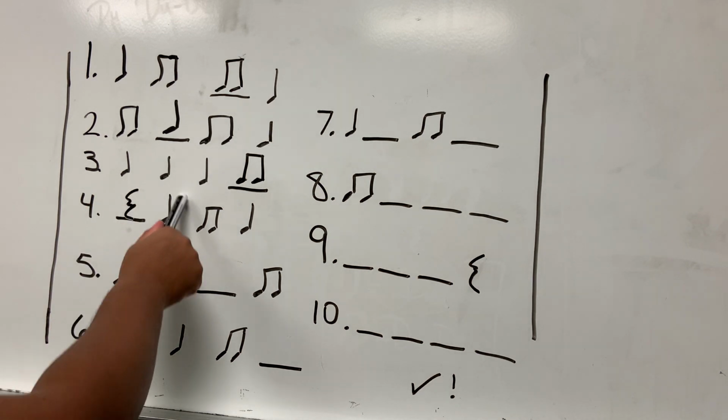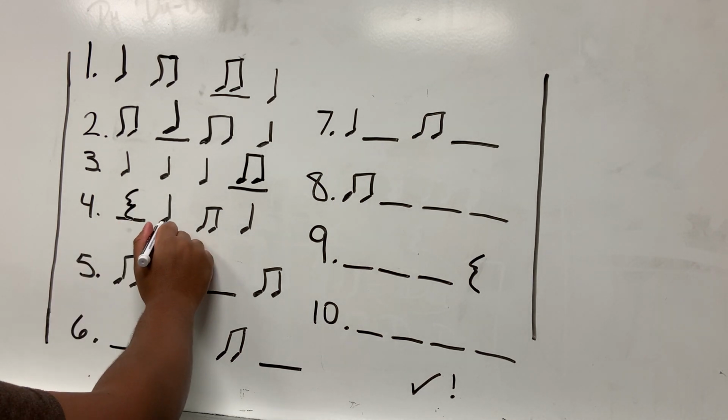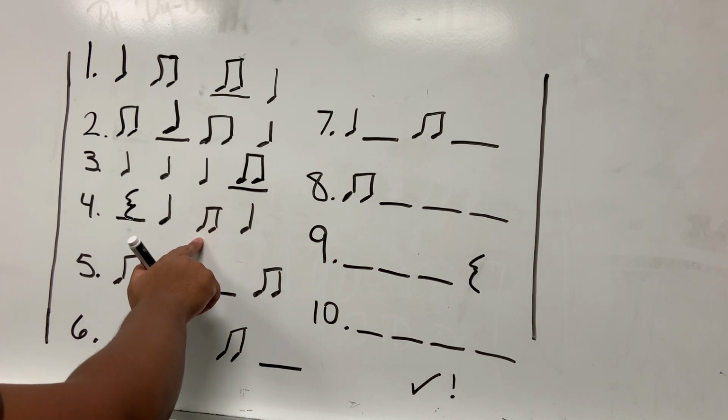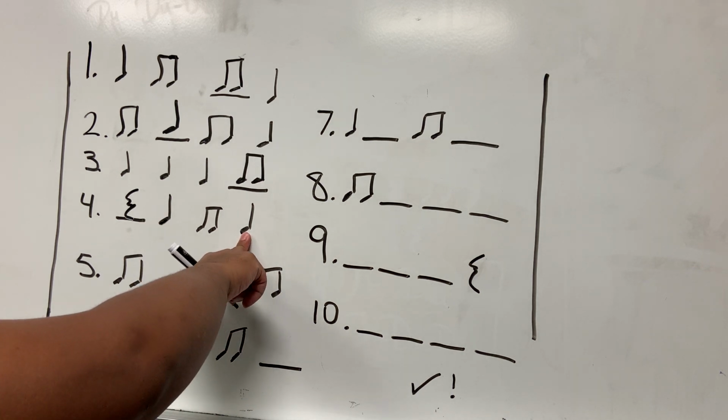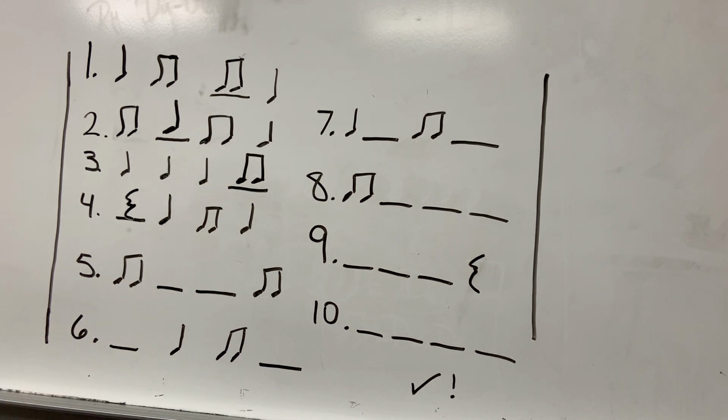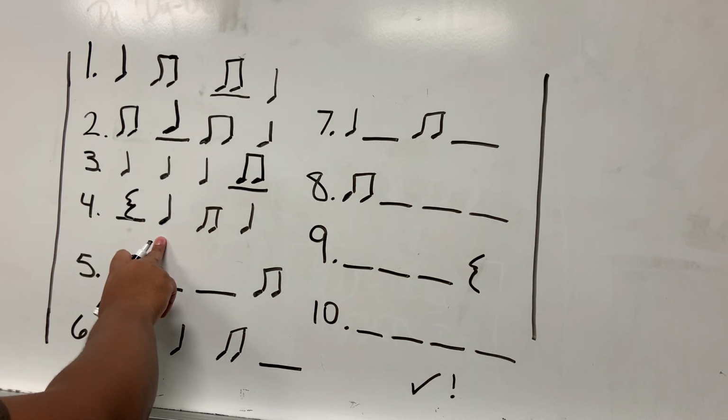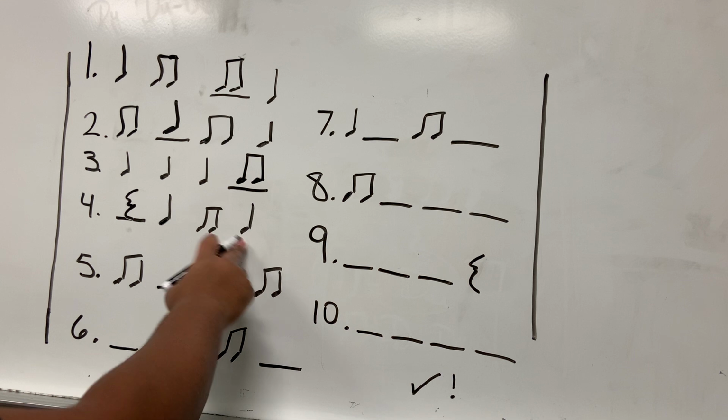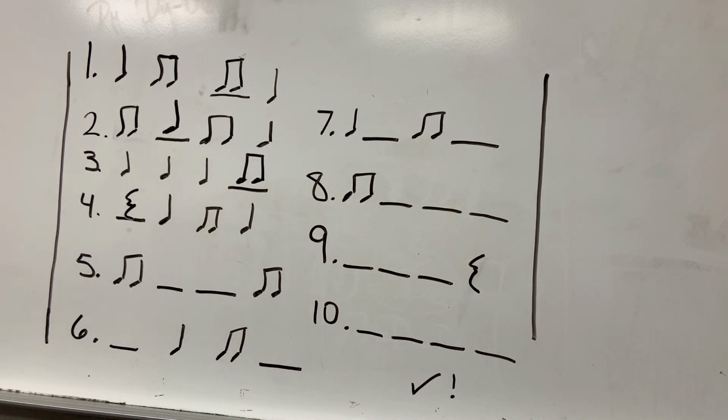Do is on beat two, which is the quarter note. Do, day is on beat three. And do is on beat four, which is another quarter note. So quarter rest, quarter note, pair of eighth notes, and quarter note again. Okay?